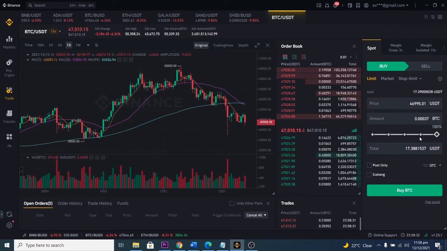0.00037 Bitcoin. And then after doing that, the next thing I do is click buy BTC, and when I click buy BTC, it's going to buy my Bitcoin. So that is just how to buy Bitcoin.